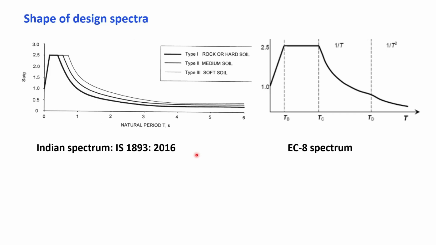Now we have taken the two spectra, one the Indian design spectrum in IS 1893 2016 and the EC8 spectrum from Eurocode. So the general nature is, in the beginning it rises and goes to a point and then remains flat for some time, and then it gradually falls parabolically downward. So we shall be concentrating in the present discussion on the domain where it is falling. With respect to time period, the spectral acceleration ratio Sa/g is gradually falling. So we are considering this part of the spectrum for our discussion.